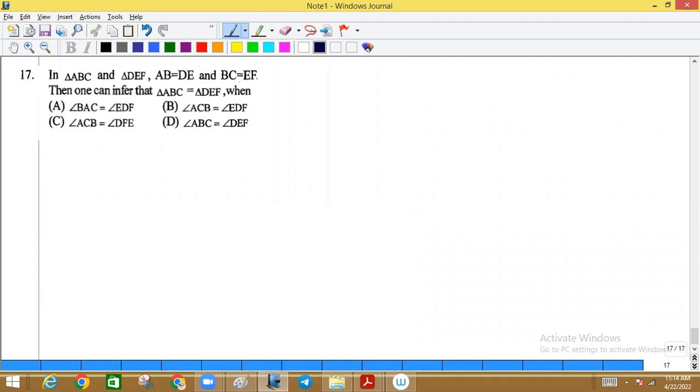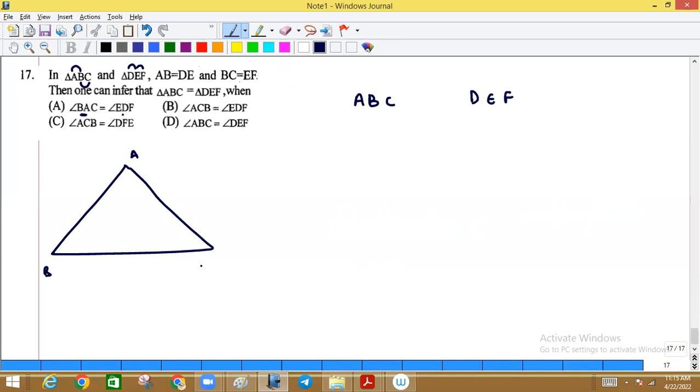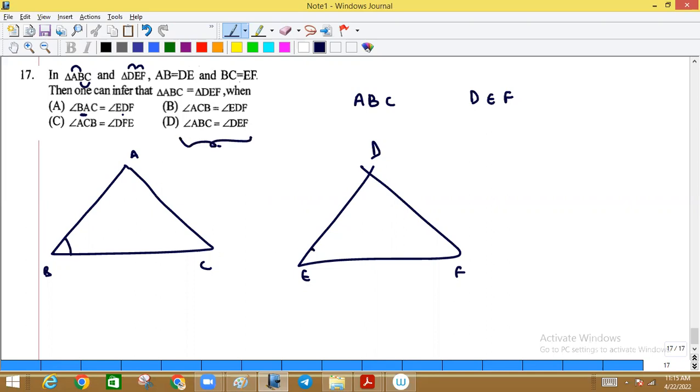Triangles ABC and DEF. AB is equal to what? AB is equal to DE. BC is equal to EF. Now look at the angles. Look at the corresponding angles. So which one is equal? So can I say angle ABC is equal to DEF? Corresponding. Look at here. Angle ABC is equal to what? DEF.